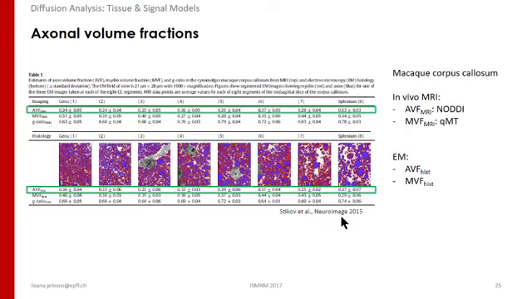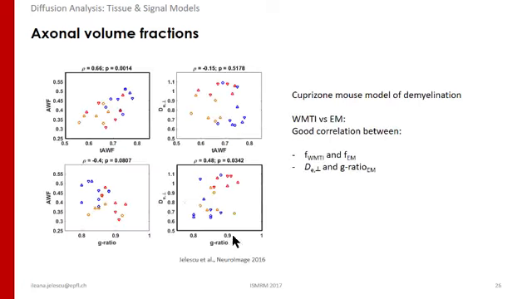And this is another work which is very nice by Stickoff et al., where they looked at the macaque corpus callosum, and the external volume fraction from MRI was estimated with NAUTI, and they also compared it to the external volume fraction from electron microscopy, and the quantitative match was actually very good. So this is also encouraging.